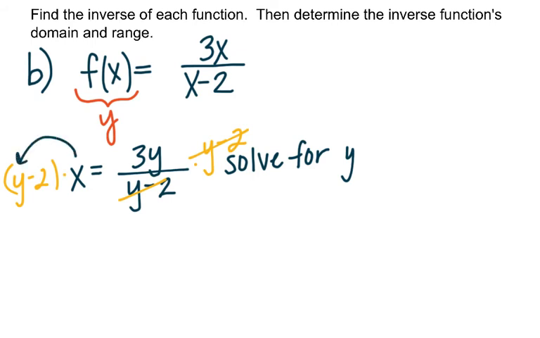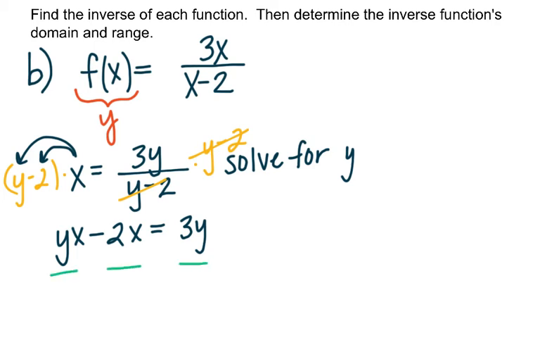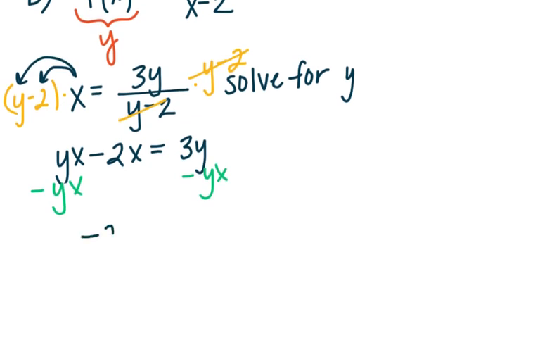So if we distribute here, we end up with y times x minus 2x is equal to 3y. But remember, we're trying to solve for y, and you'll notice that right now in this equation, there's 1, 2, 3 terms altogether. However, there are only 2 terms that contain a y. So we need to get these 2 terms on the same side of the equation. Therefore, we need to subtract yx from both sides so we can get both of these terms that contain a y on the same side of our equation. So we need to go ahead and subtract the yx.